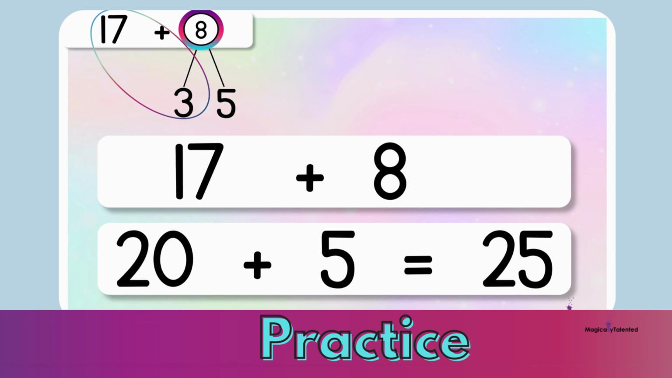What do we know about 17 plus 8? You got it, 17 plus 8 is also 25. We call these equivalent expressions. Equivalent means they are equal. 17 plus 8 and 20 plus 5 are equivalent expressions, and they both equal 25. Wonderful.